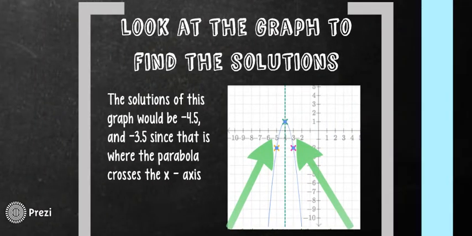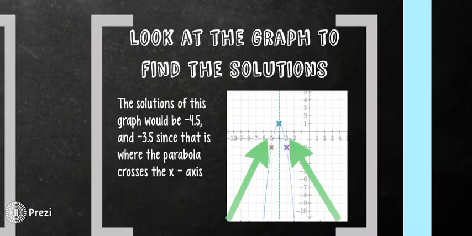And then you look at the graph to find the solutions, and the solutions of this graph would be -4.5 and -3.5, since that is where the parabola crosses the x-axis.